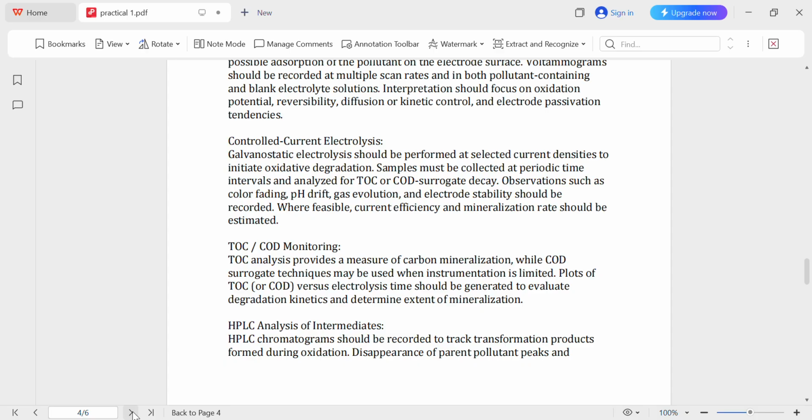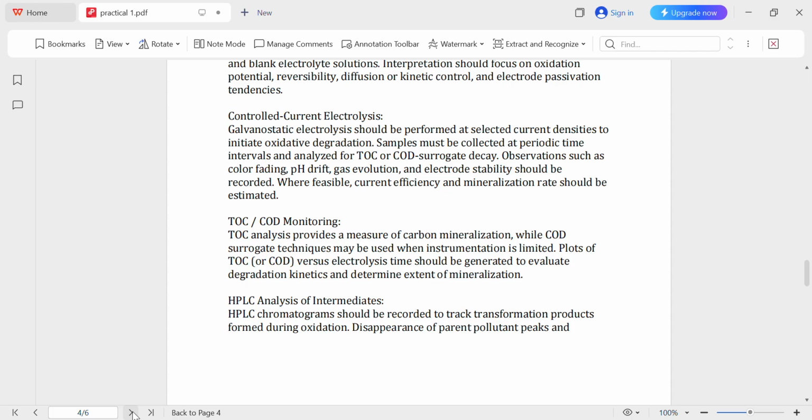Plot the TOC and COD versus electrolysis time to evaluate the degradation kinetics and determine the extent of mineralization. This means make a graph of the TOC and the COD over time. These graphs should show how fast the pollutant is degrading and how completely it is removed.